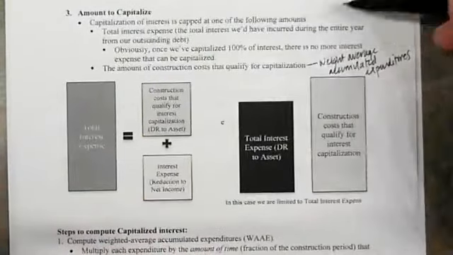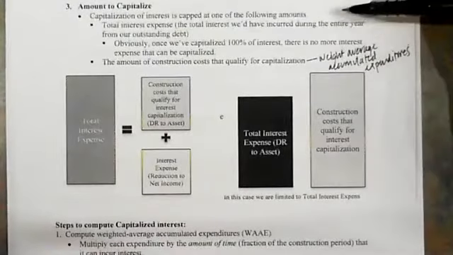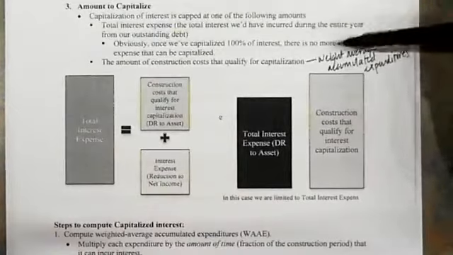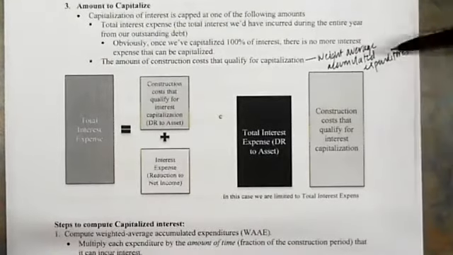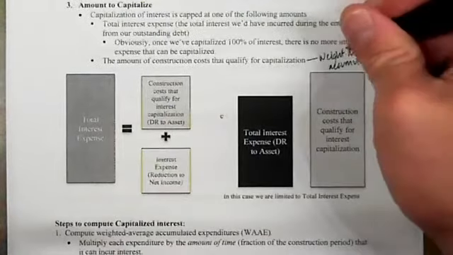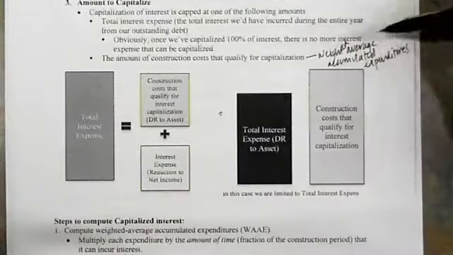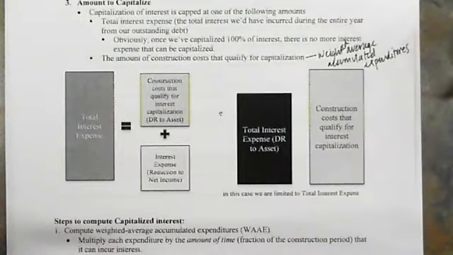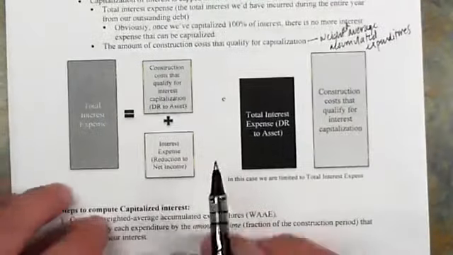So we can't go above the total interest expense we had during the period. Again, that's a little obvious of a maximum. But then we also can't go above the weighted average accumulated expenditures of the project. So I just kind of say, oh, well, look at this, right?